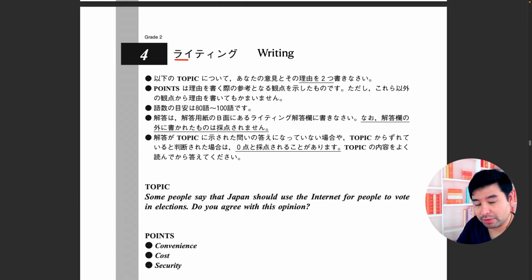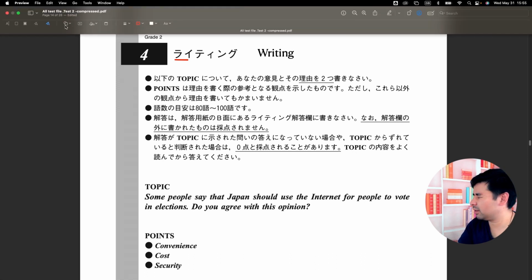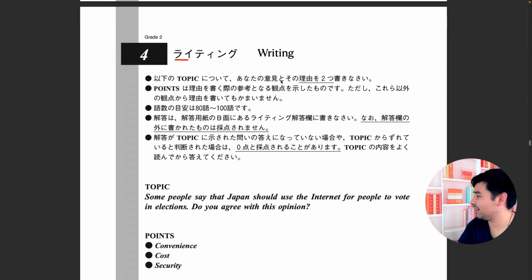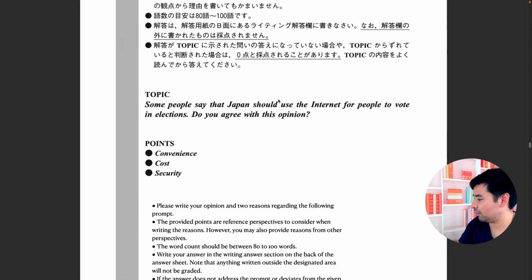So teacher, really? You're gonna have to write on grade 2 on EIKEN? Yes, you do. And then we have this information here in Japanese, right? So maybe you go like, teacher, I don't know how to read that, right? And I understand you. Okay, so that's why I made this English version for us.